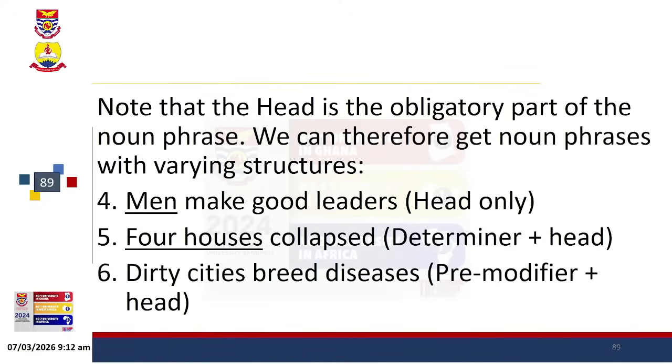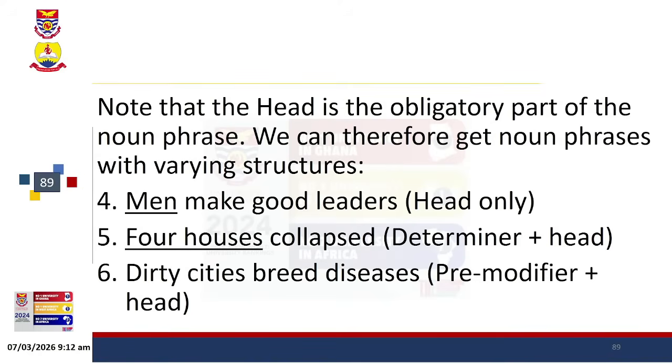Okay? We can therefore get noun phrases with varying structures. Men make good leaders: head only, no modifiers. Four houses collapsed: determiner plus head. The determiner is four, and houses is the head.